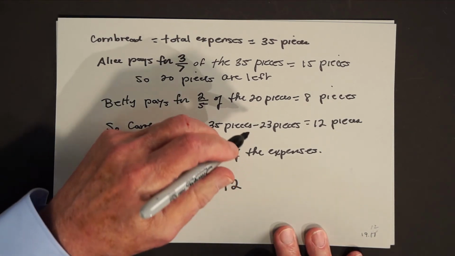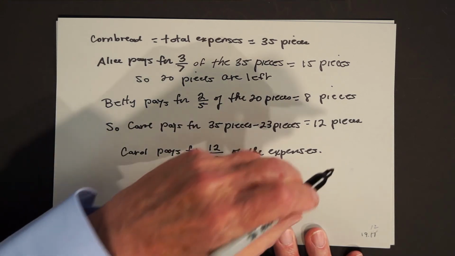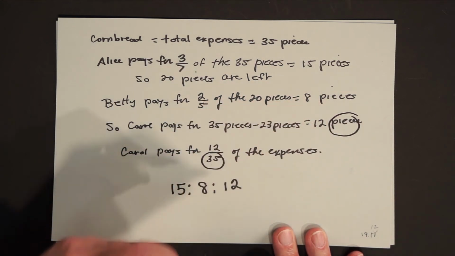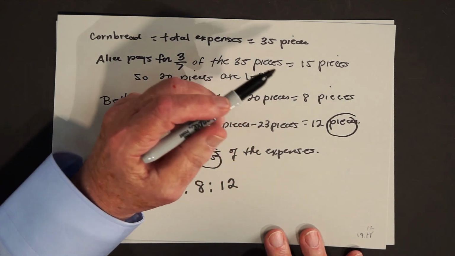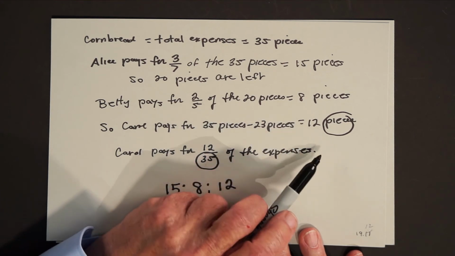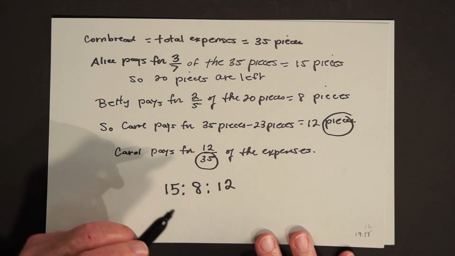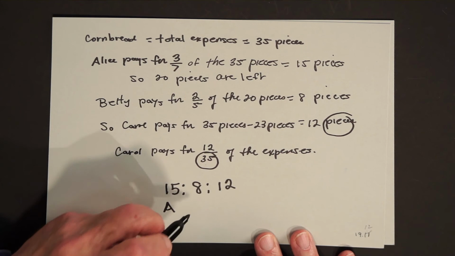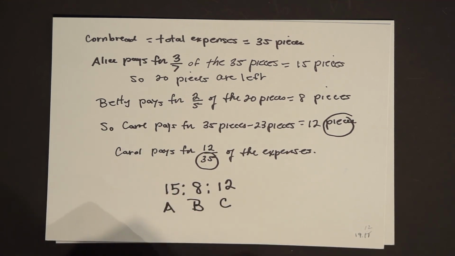And again, what I'm trying to get you to see is that until we can get the students to feel comfortable, my belief is that the word pieces is far less threatening to them than the word 35ths. And again, what I want them to see is not that Alice paid $15 and Betty paid $8 and Carol paid $12, but rather that for every $35 that was spent, Alice was responsible for 15, Betty was responsible for 8, and Carol was responsible for 12.